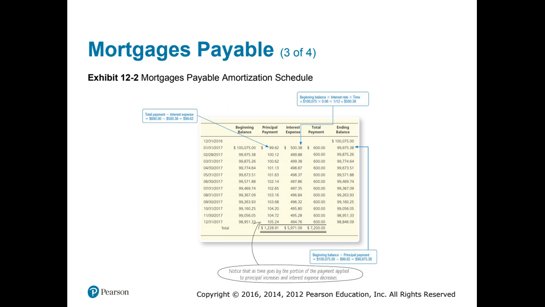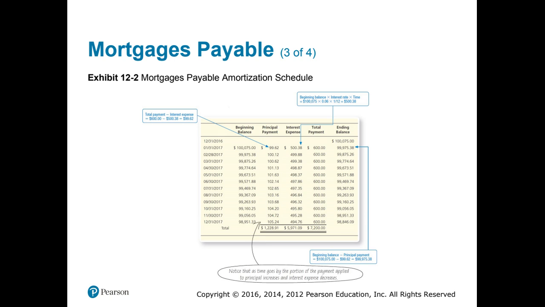And then, I don't know if I did enough columns, but you have beginning balance, principal payment, interest expense, total payment and ending balance. And that's the date. And then you would just go from there and plug in what you have.